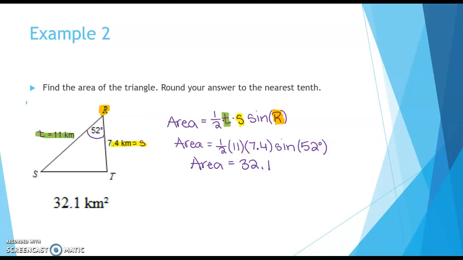Now we do need to put this in some context. This is an area, so it is going to be in kilometers squared. And there we go, that's our answer. So let's go ahead and try one more.